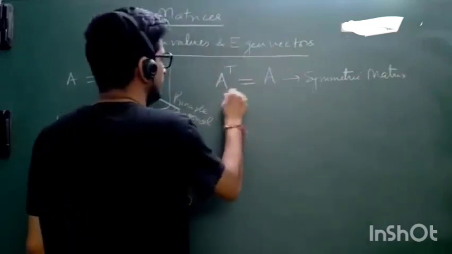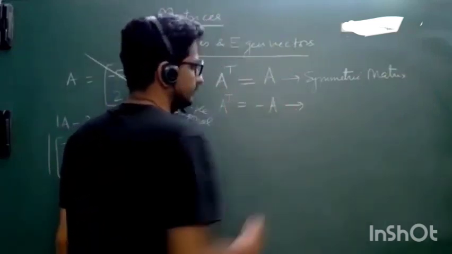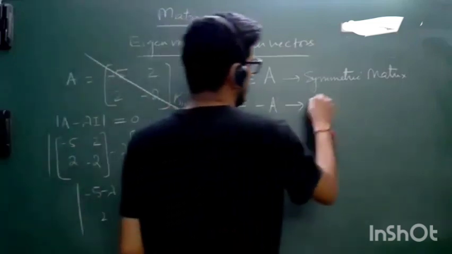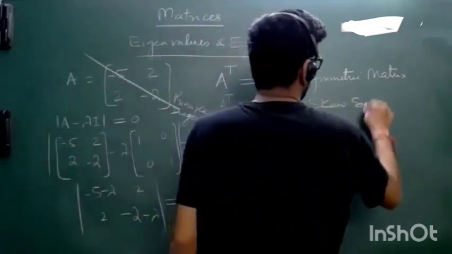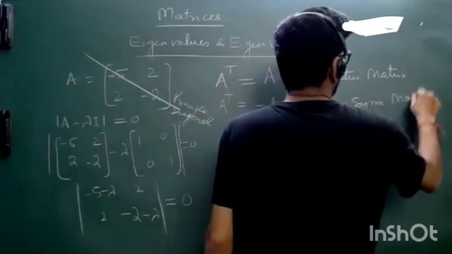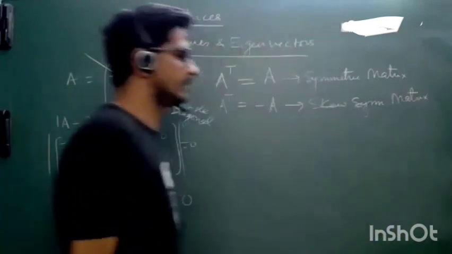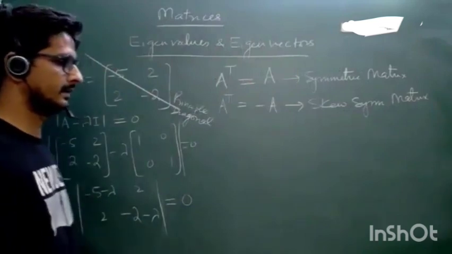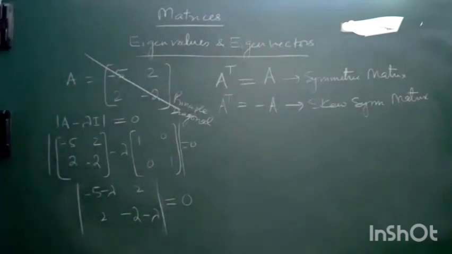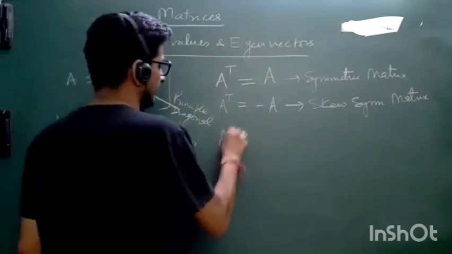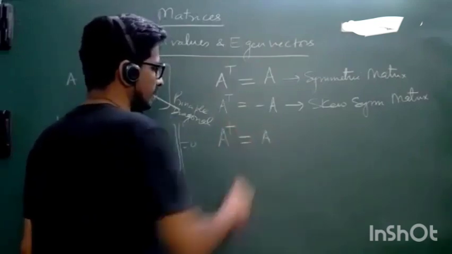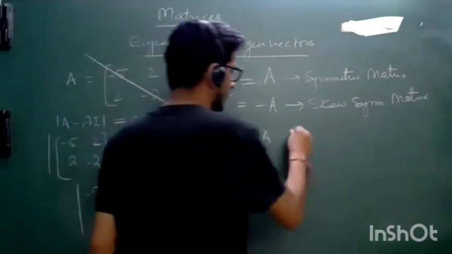If A transpose is equal to minus A, skew symmetric matrix. A transpose is equal to A is symmetric matrix. A transpose is equal to minus A means skew symmetric matrix. A dagger is equal to A, then it is known as Hermitian matrix.